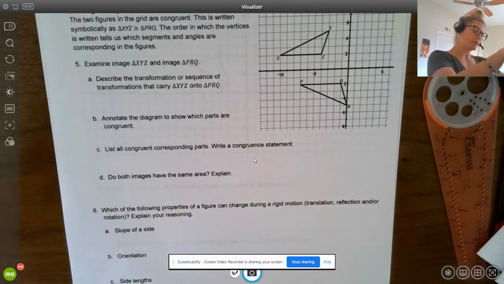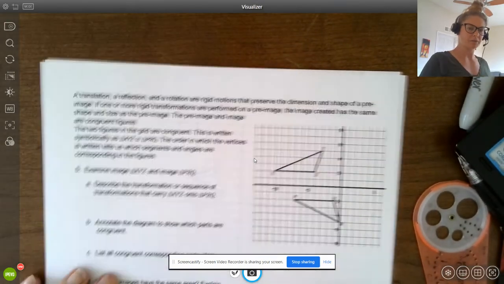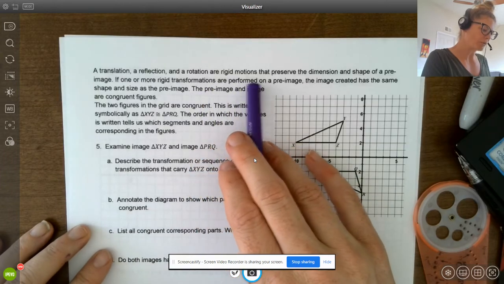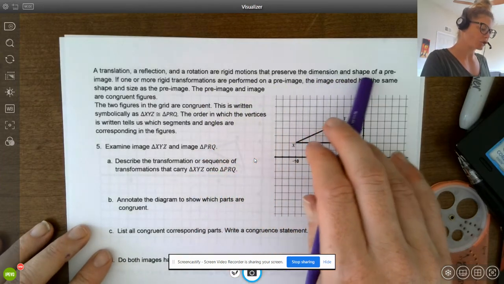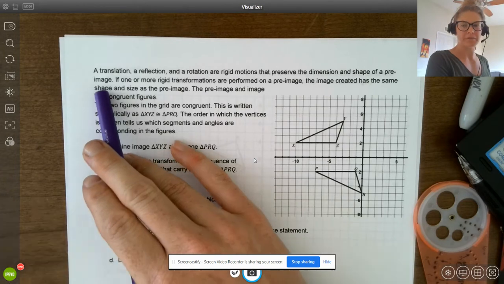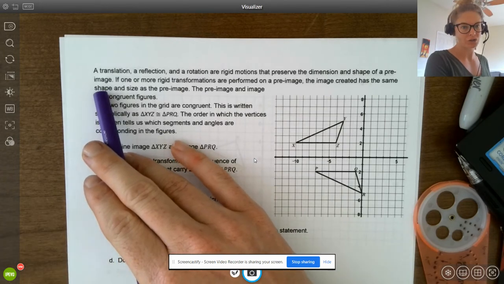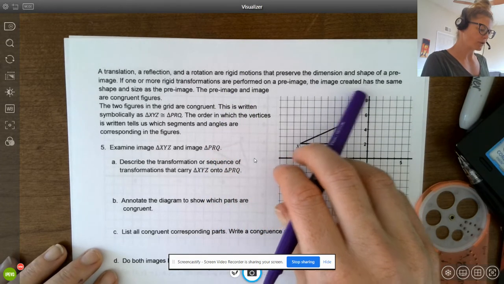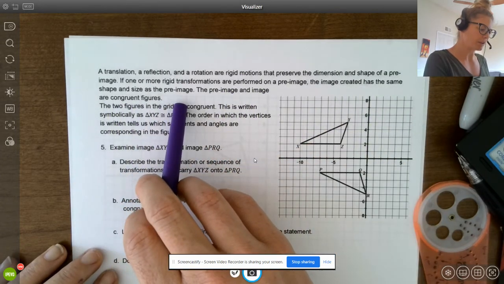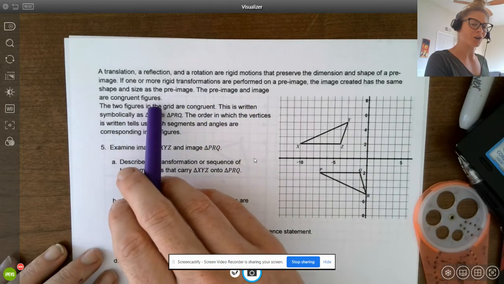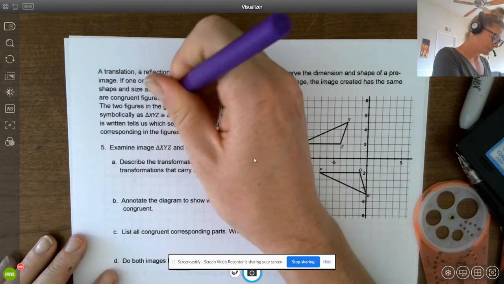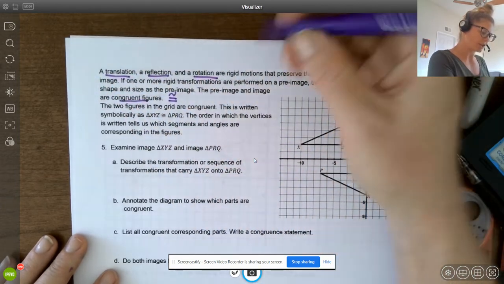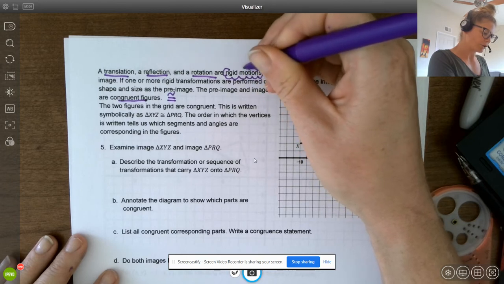So let's do a little bit of reading. If you can please follow along while I read to you. A translation, a reflection, and a rotation are rigid motions that preserve the dimension and shape of a pre-image. Meaning if before we are two dimensions, we're going to stay two dimensions. If one or more rigid transformations are performed on a pre-image, the image created has the same size and shape as the pre-image. The pre-image and image are congruent figures. This is the symbol for congruent. Just remember, if it's a translation, a reflection, or a rotation, these are all called rigid motions.